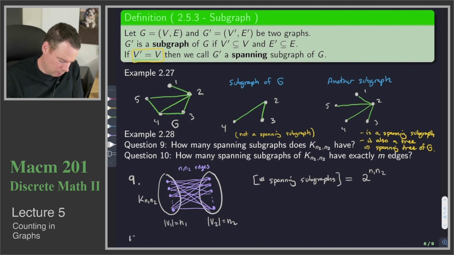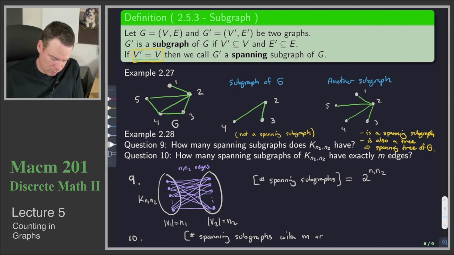How about this one? How many spanning subgraphs have exactly m edges? So in this case, we have the number of spanning subgraphs with m edges. Well, again, we have a collection of n1 times n2 edges, and we want to select m of those in our spanning subgraph. So from n1 n2, we're going to select m.